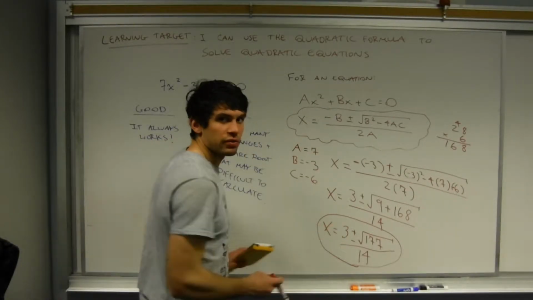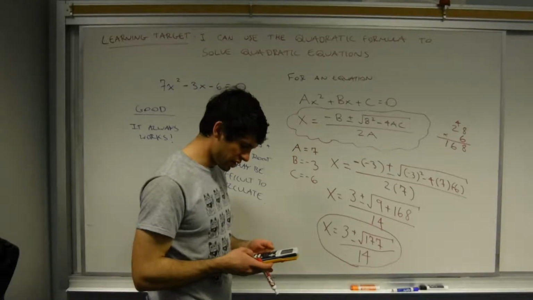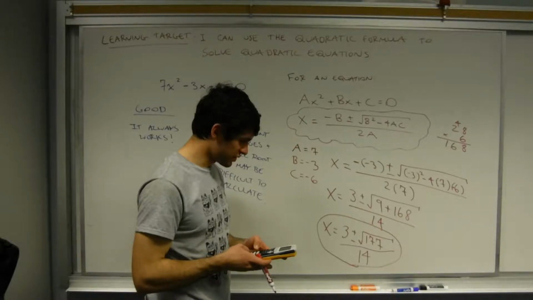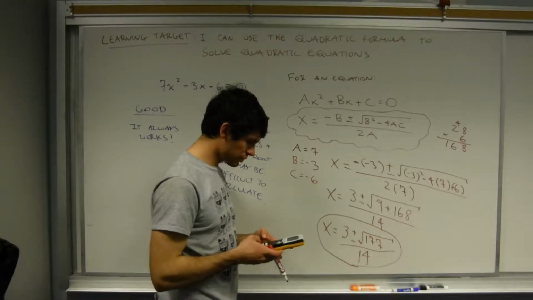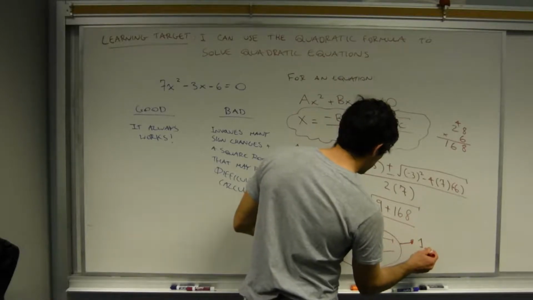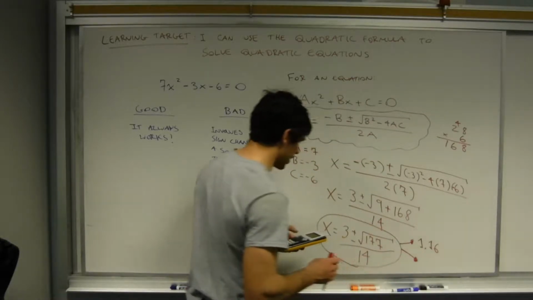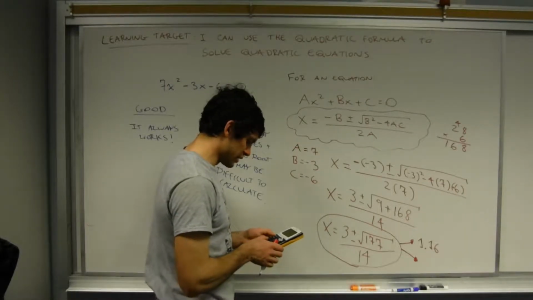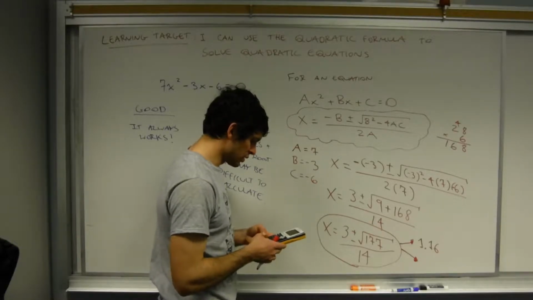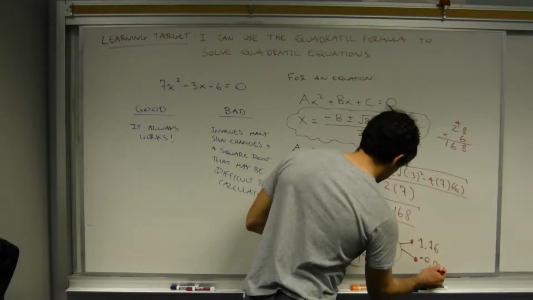Or we could plug the square root of 177 into our calculator. We would get 3 plus the square root of 177 divided by 14, which is 1.16. Or we would get 3 minus the square root of 177 divided by 14, or negative 0.74.